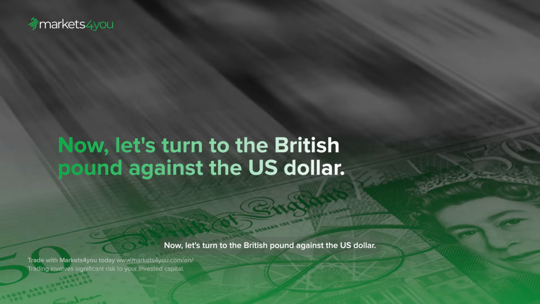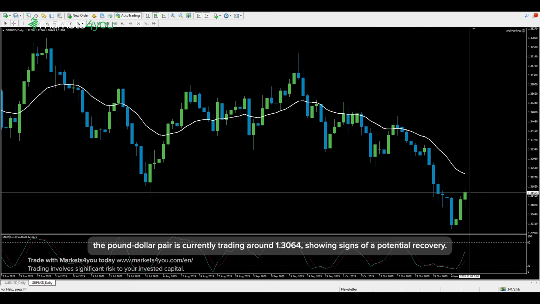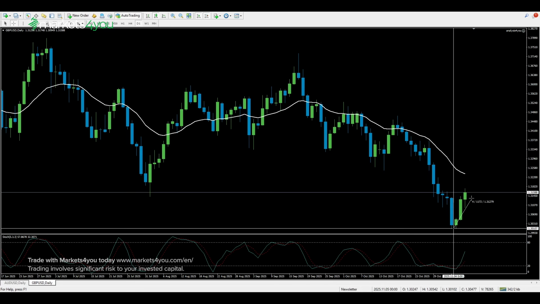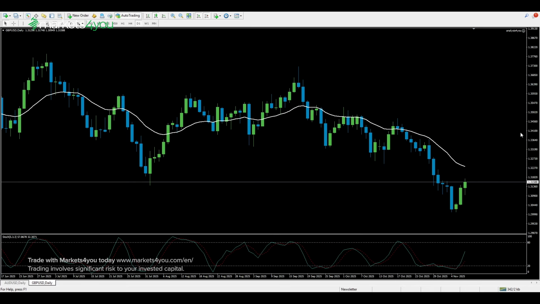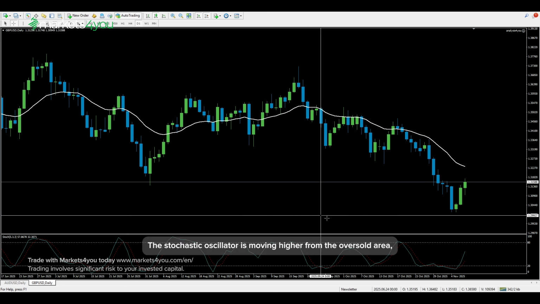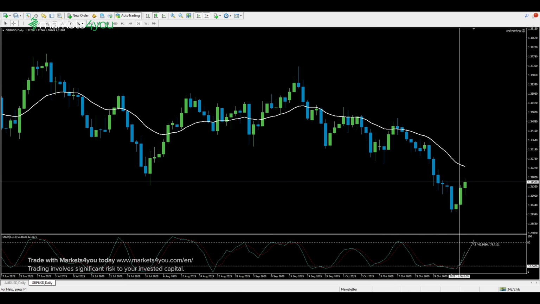Now, let's turn to the British pound against the US dollar. On the daily chart, the pound-dollar pair is currently trading around 1.3064, showing signs of a potential recovery. The price is moving higher toward the 20-day moving average from below, attempting to reclaim this key technical level. The stochastic oscillator is moving higher from the oversold area, supporting the potential for continued upward movement.